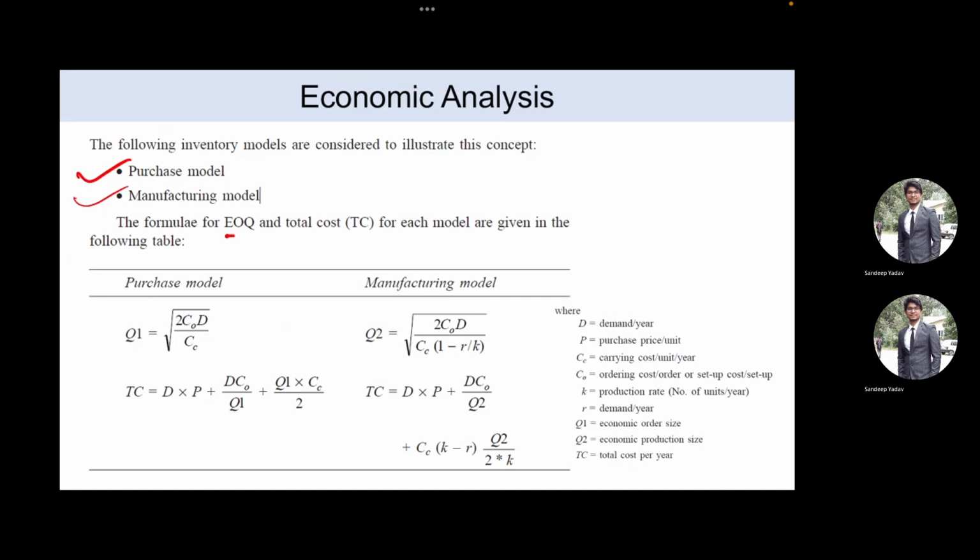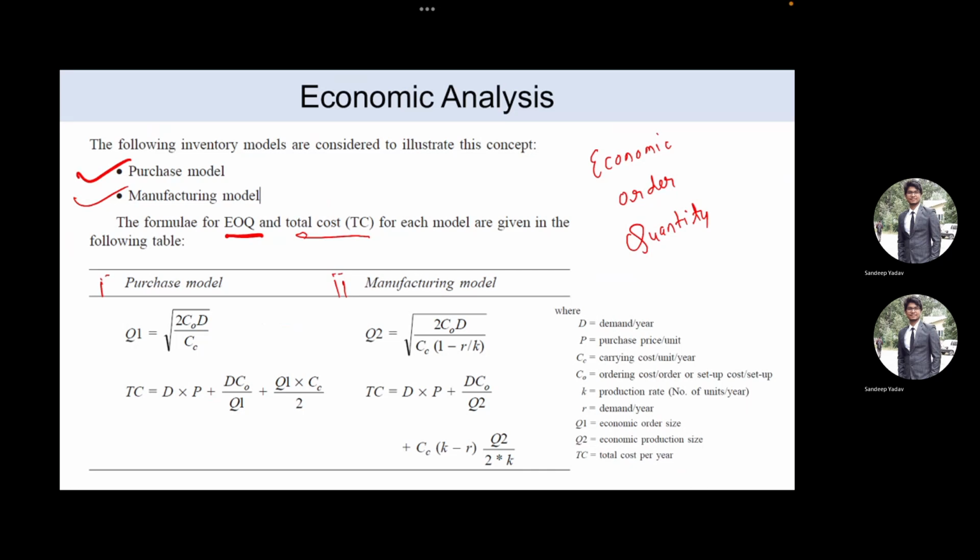These are the formulas of EOQ. EOQ is the economic order quantity and TC is the total cost for each model, given in the following table. If you see the first model, that is the purchase model, the economic order quantity Q is the square root of 2 into C naught into D by CC.